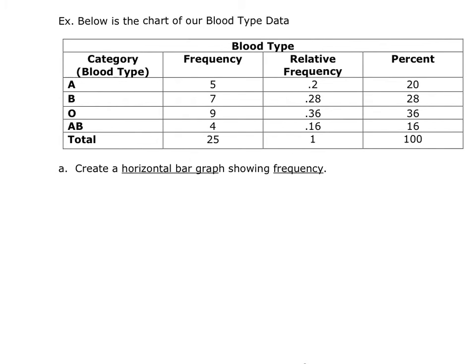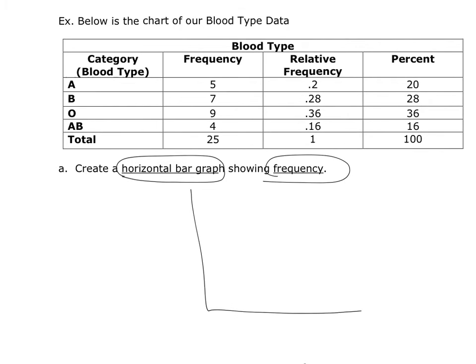A couple of things: we need to know that it's a horizontal bar graph showing frequency. For a horizontal bar graph, we need to consider which axis our categories go on. Our categories go on our y-axis, so I'm going to label that blood type. And again, I apologize for this stylus. It's not awesome.